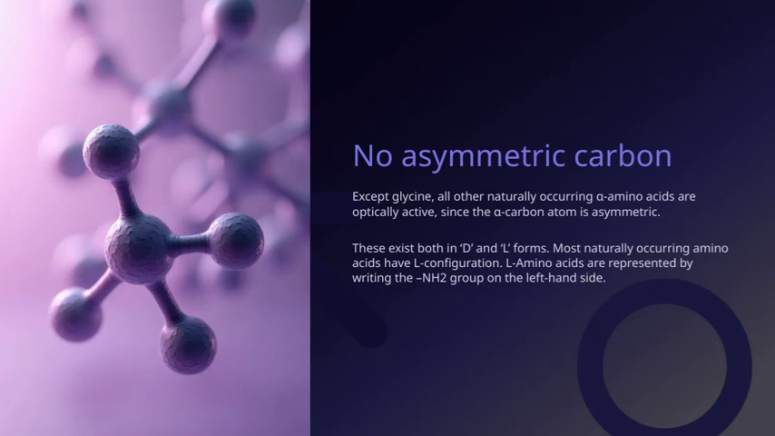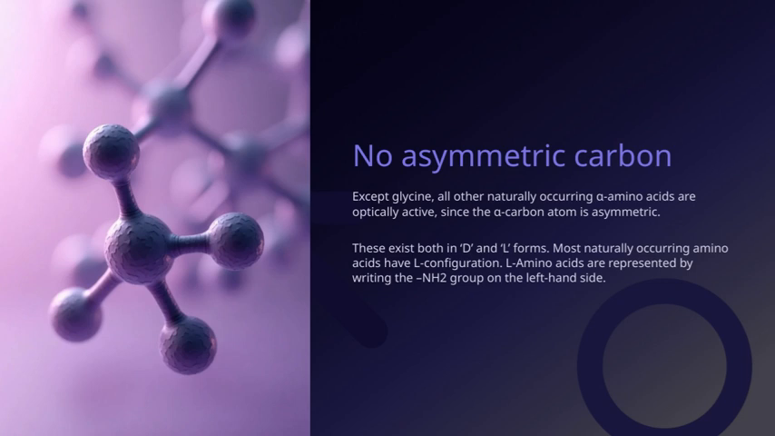These amino acids exist in both D and L forms, but most naturally occurring amino acids are in the L configuration. When we write the L form, the NH2 group is typically placed on the left-hand side of the structure. It's important to note that, except for glycine, all naturally occurring alpha amino acids are optically active. This is because the alpha carbon atom in these amino acids is asymmetric, meaning it has 4 different groups attached to it, creating a chiral center.